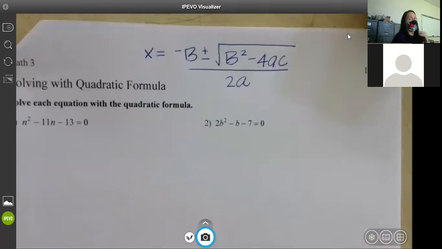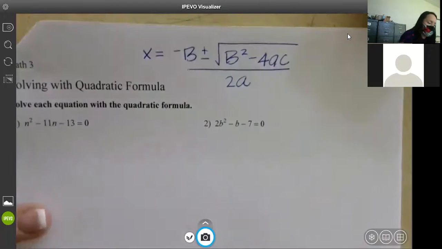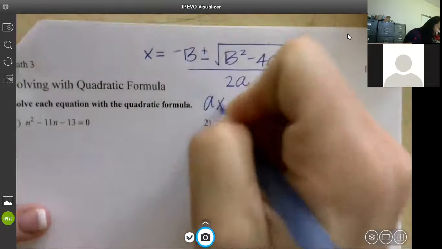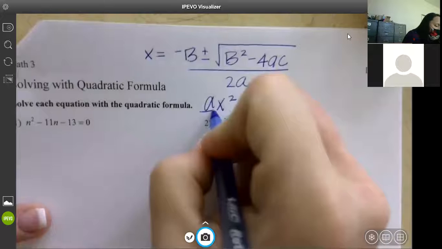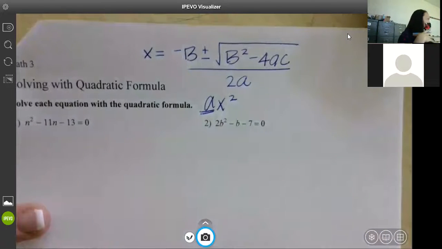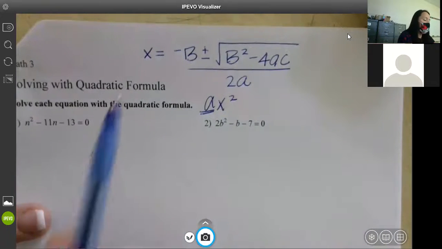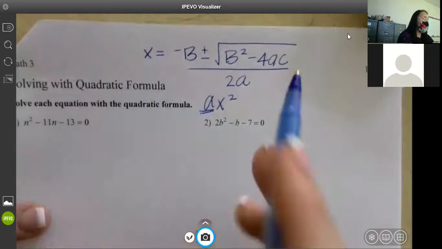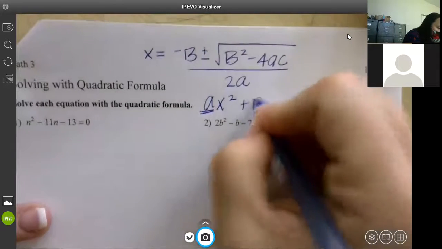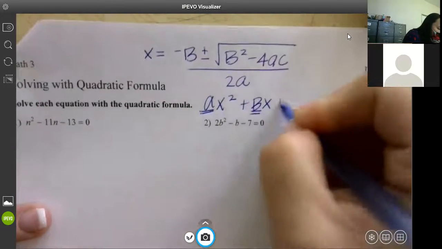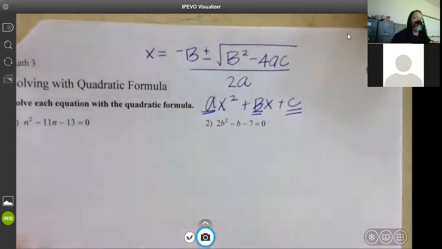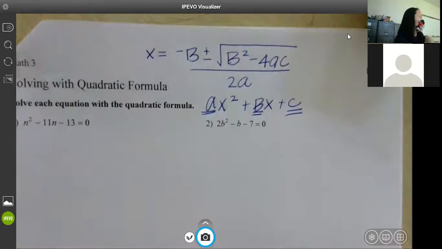And remember that your a's, b's, and c's come from your equation ax squared plus bx plus c. We only want numbers in quadratic formula. The only variable that you should have is this x equals. Everything else should be filled in. So it's with a quadratic. Only numbers, no variables after the equal mark.